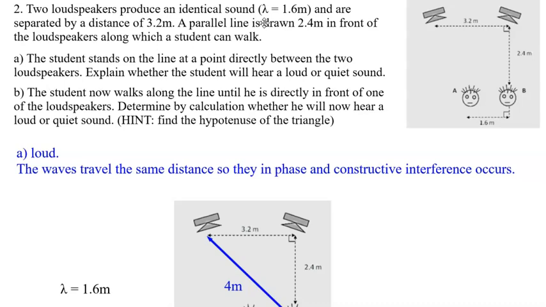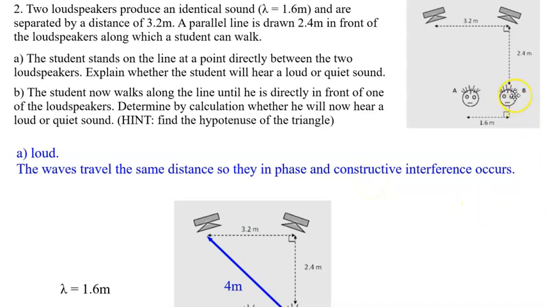So if they've travelled the same distance, they're both going to be at the same point in their wave cycle, whatever that is. So it's going to be a loud sound. And the detail we need is the waves travel the same distance, so they are in phase, and we get constructive interference. For part B, a little bit more tricky.